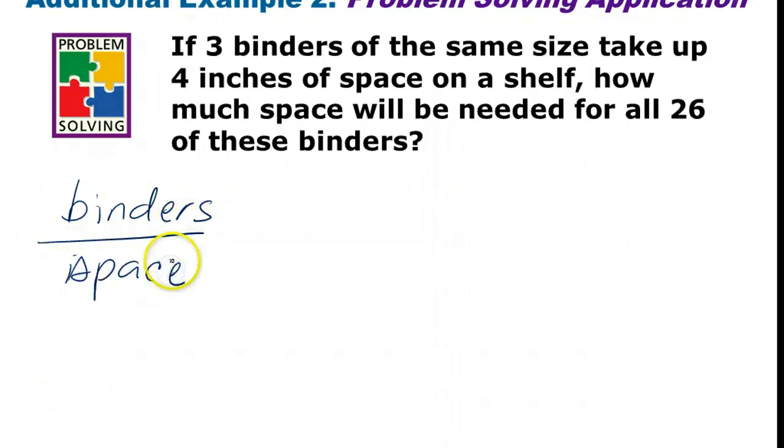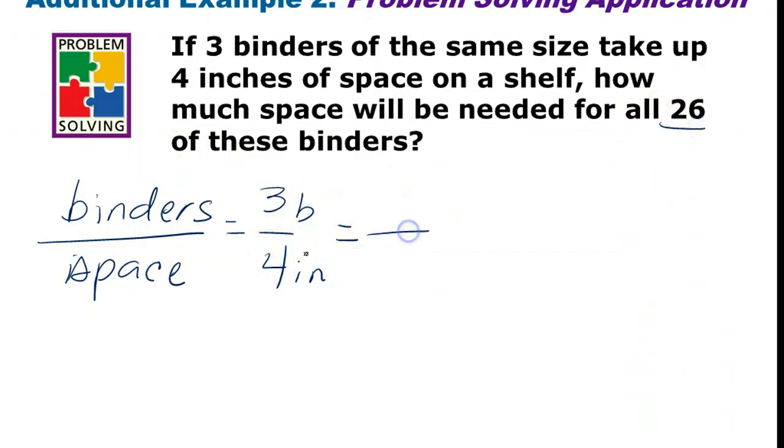That is the first thing I will advise you guys to do, is to write down the comparison, how you want to compare them. I decide to do binders to space. So that means for 3 binders, how much space did 3 binders take up? 4 inches. Okay, now I have 26 binders.